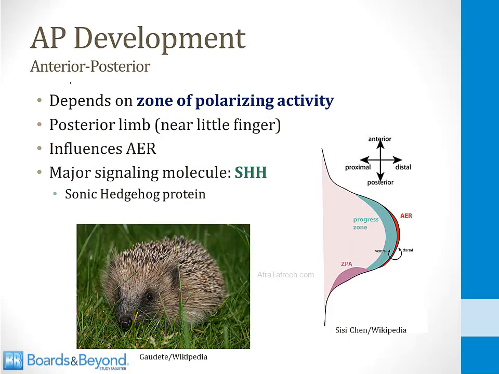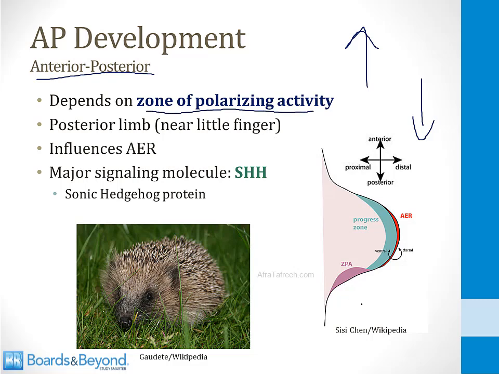The final plane of limb development we need to discuss is the anterior-posterior plane. And remember that the thumb points up, which is anteriorly, and the little finger points downward, which is posteriorly. And normal development of the limb in this plane depends heavily on a structure called the zone of polarizing activity.